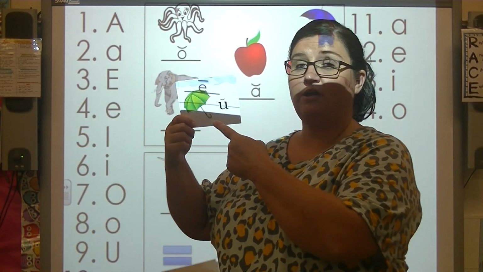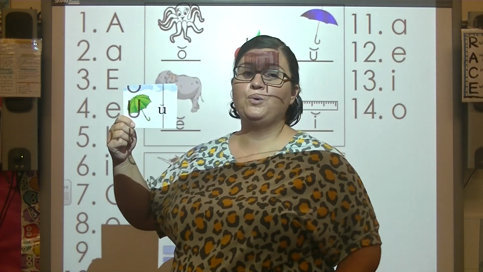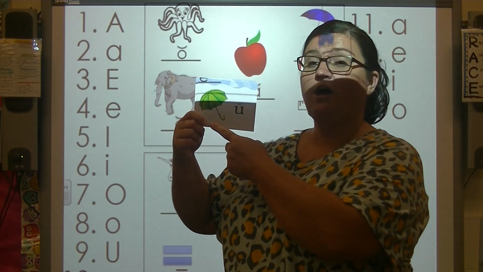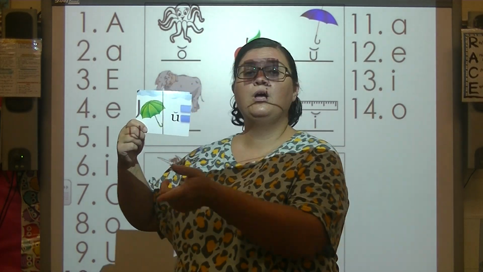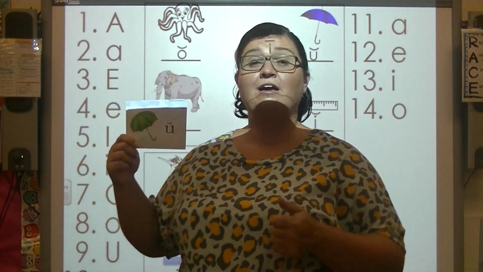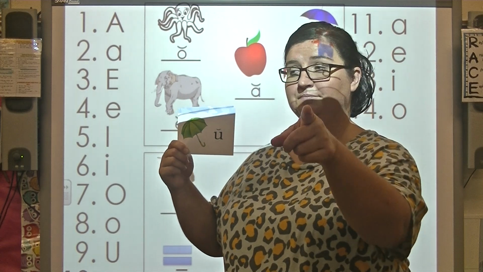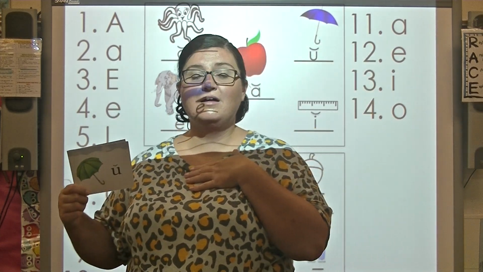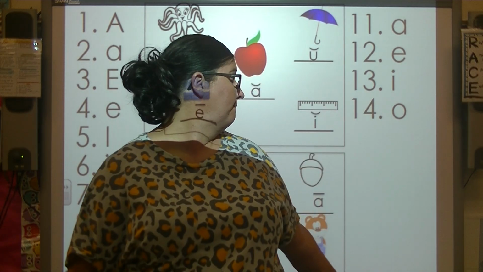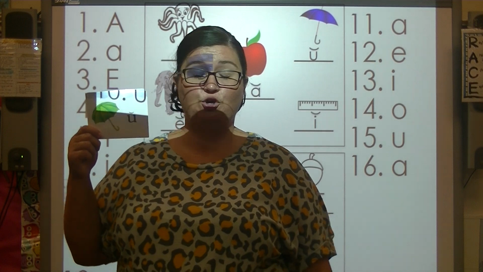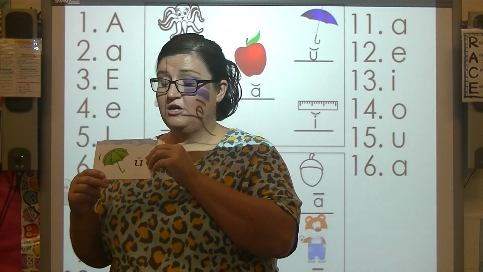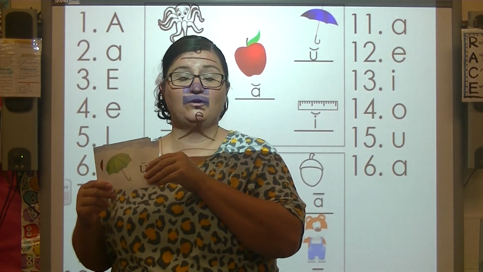My turn. Umbrella. Short U. Say it with me. Umbrella. Short U. Number 15. Yes. Write it. Yes, U with a breve. Those are your short vowel sounds.